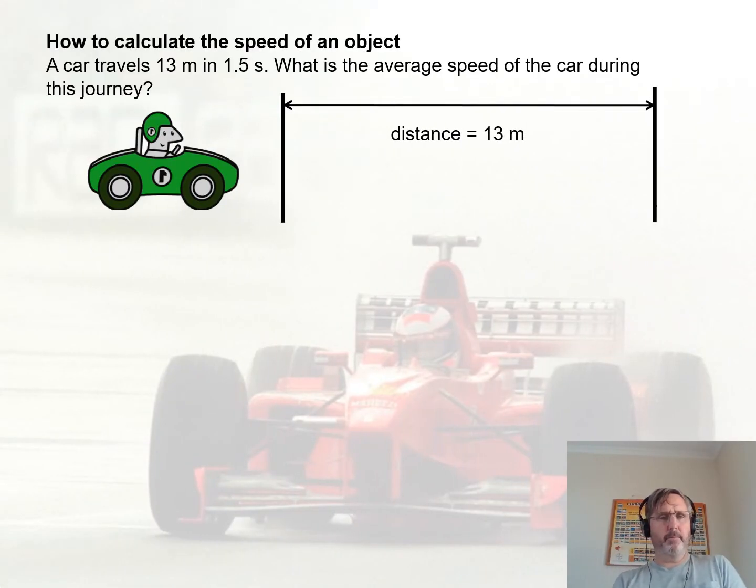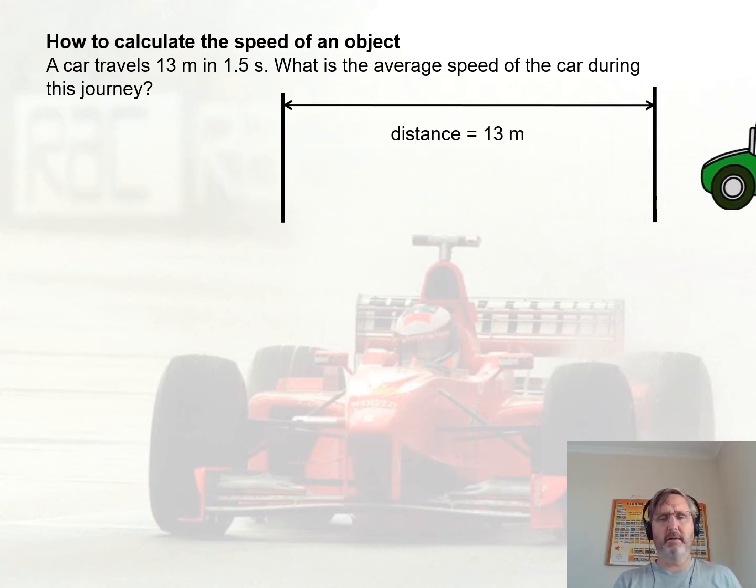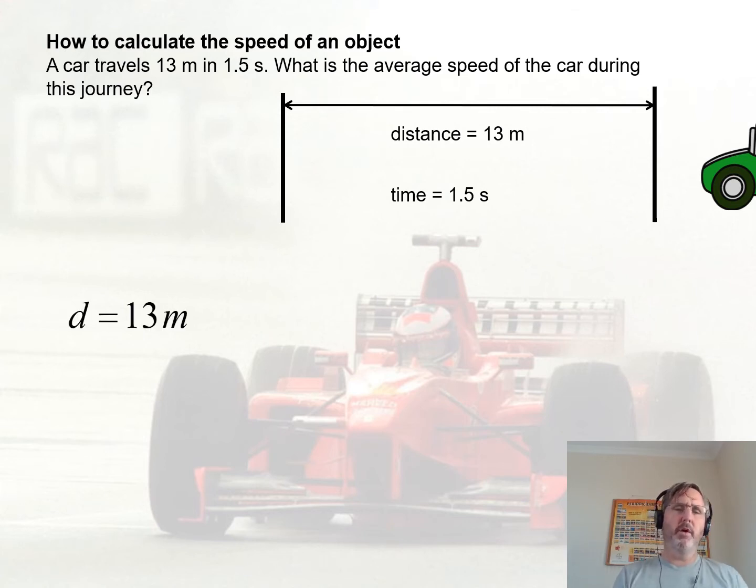So, how do we calculate the speed of an object? Well, here's a question. A car travels 13 meters in 1.5 seconds. Here's an illustration. Here's our car, 13 meters, 1.5 seconds. So how do I calculate the average speed or the speed of the car? Well, first thing, we want to identify what we already know. We know the distance, or the change in the distance, is 13 meters. We can see here that the time is 1.5 seconds.